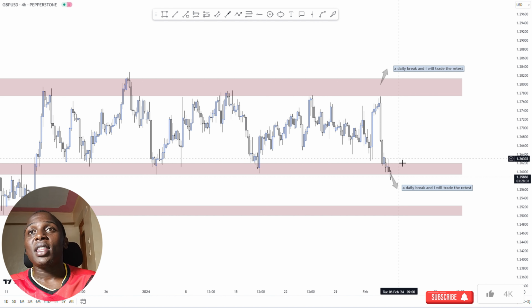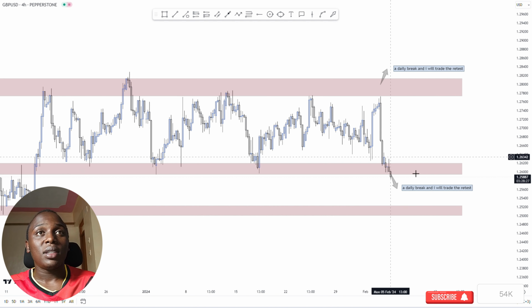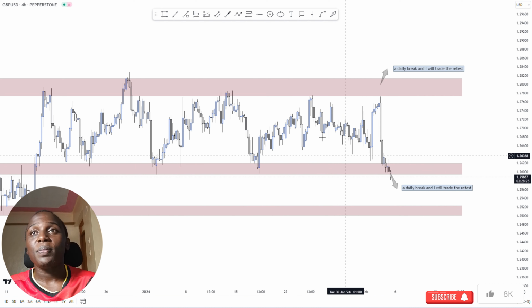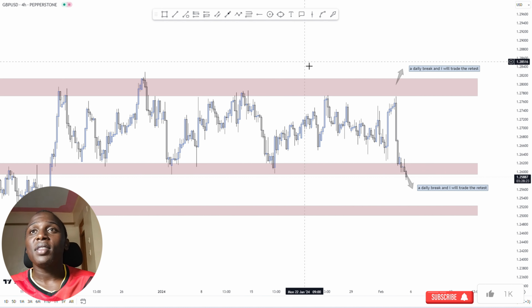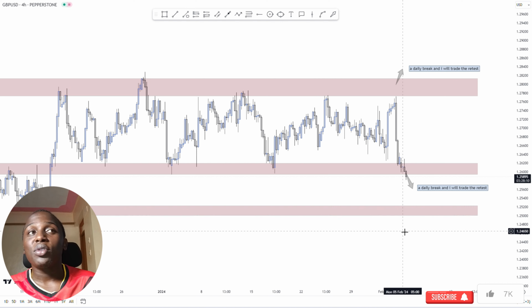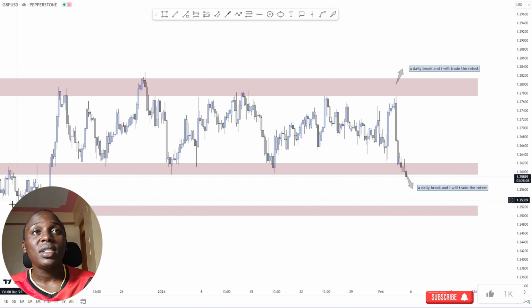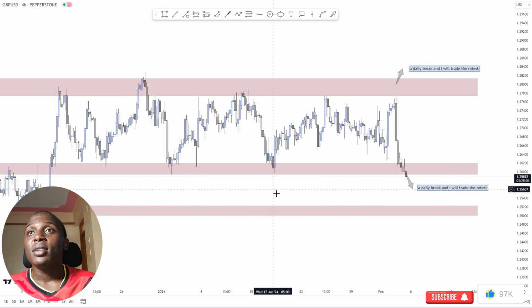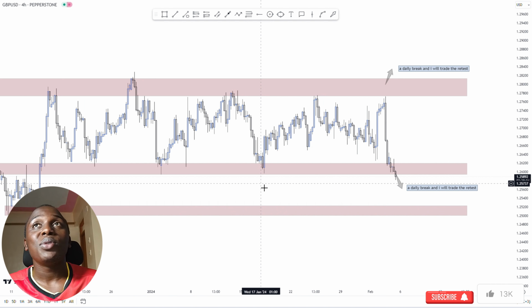Currently the market is playing around the support zone on the 4-hour time frame. So I'll be waiting to see if the candle today on Monday will close below it. If it closes below it, I'll wait for a retest, and then from there I can trade the market, take profit around this point of support right here. Yeah, so that's it for GBPUSD. Let's go to the next currency pair.